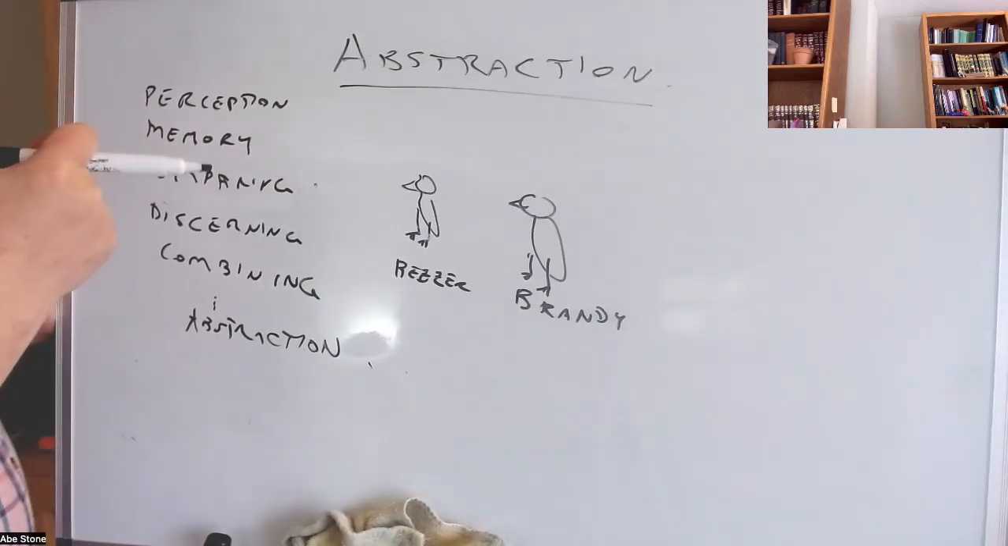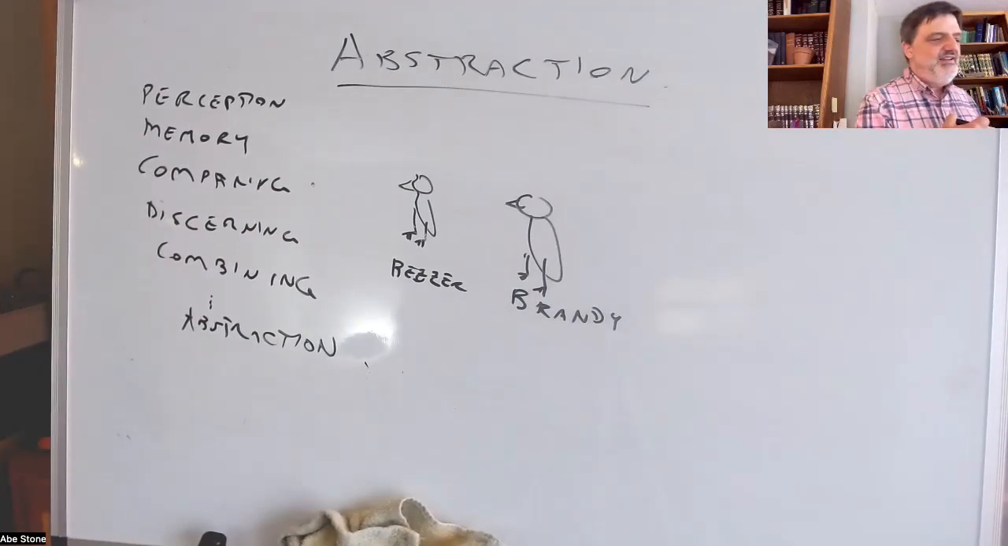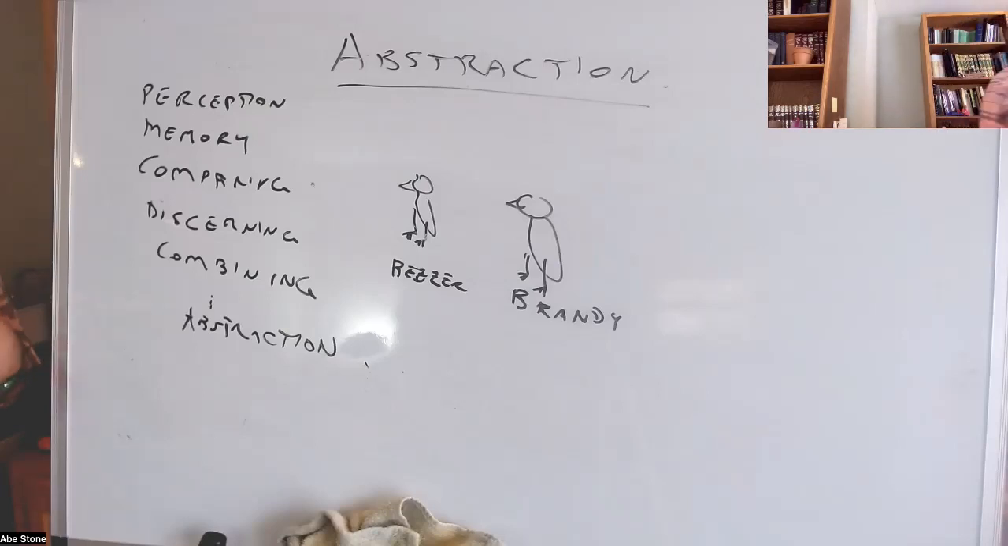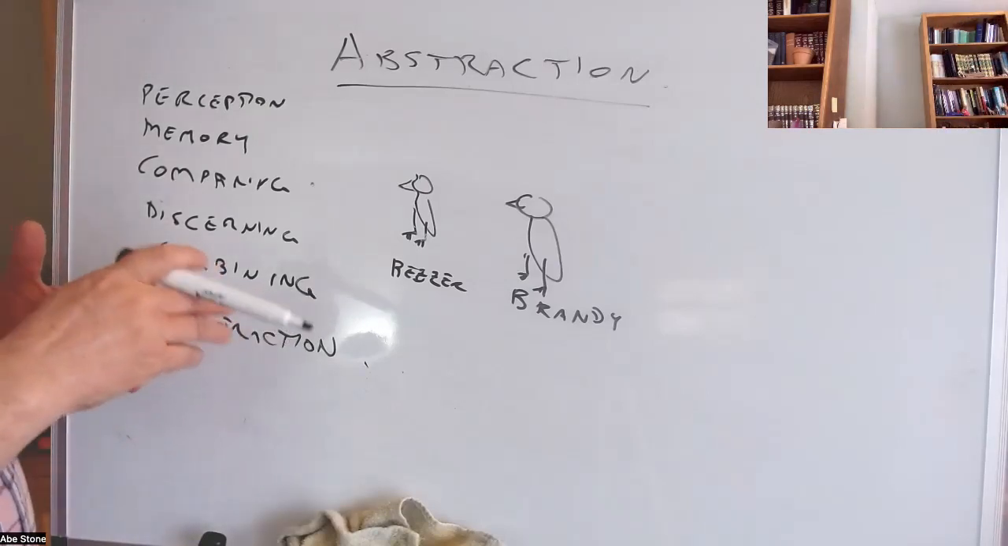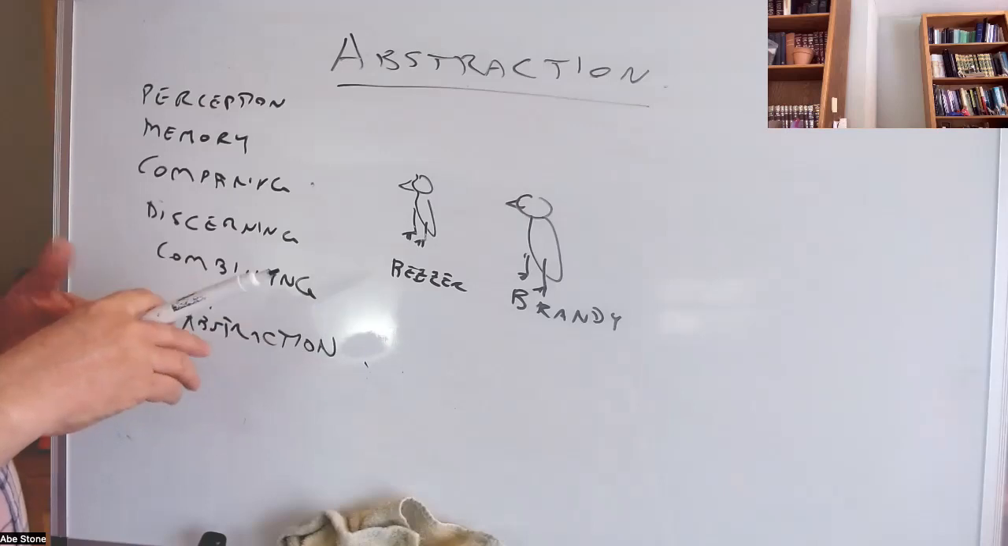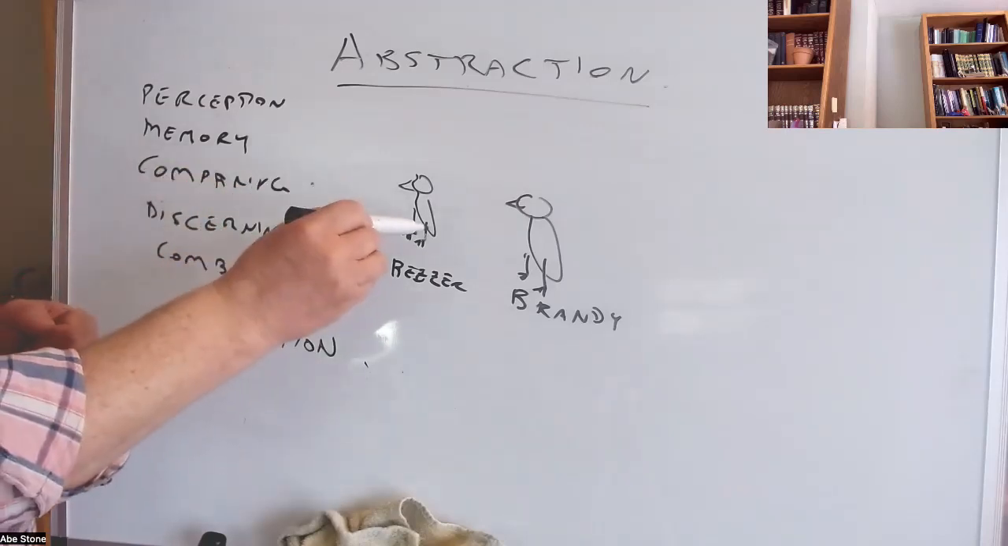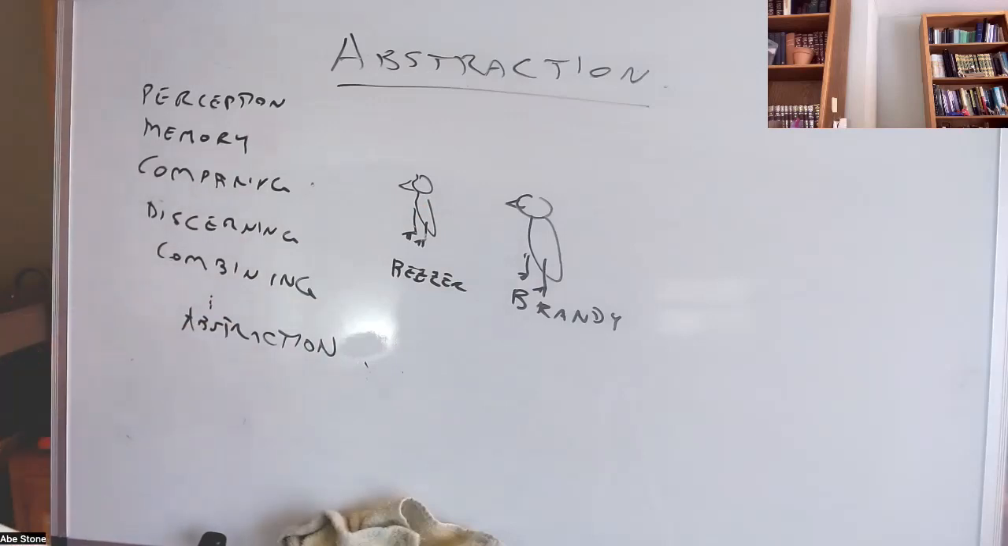So you might think, and I don't think this is wrong exactly, but it includes a bunch of different things that aren't of equal importance. Let me put it that way. You might think that I form the general idea of parrot by removing from the particular idea of Beezer and from the particular idea of Brandy all the things that Beezer and Brandy don't have in common, right? So that's what that separation is. It's called abstraction.